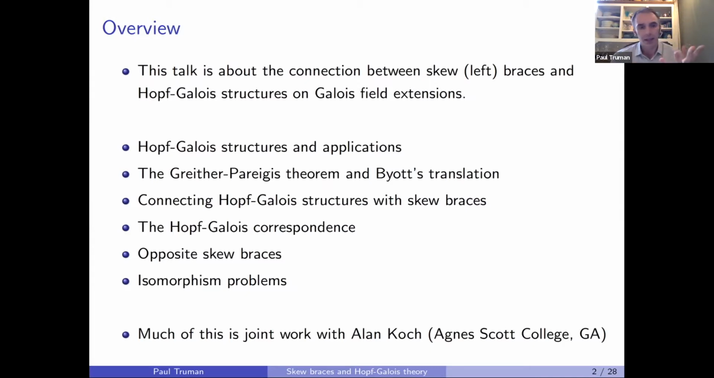So I'd like to say something about how skew braces can tell us something about the Hopf-Galois analogue of the Galois correspondence, and how they can tell us something about certain isomorphism problems that crop up in the context of Hopf-Galois theory.